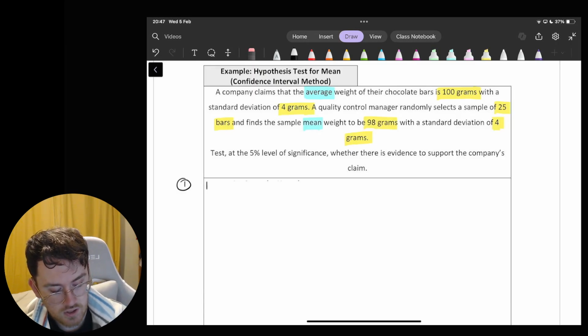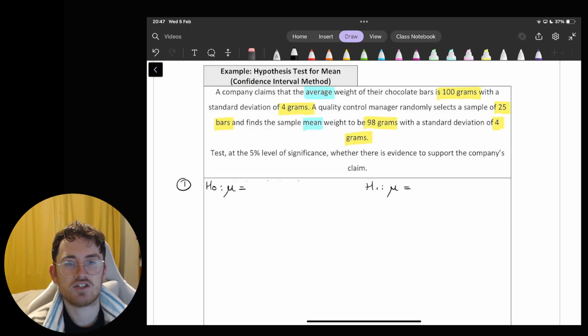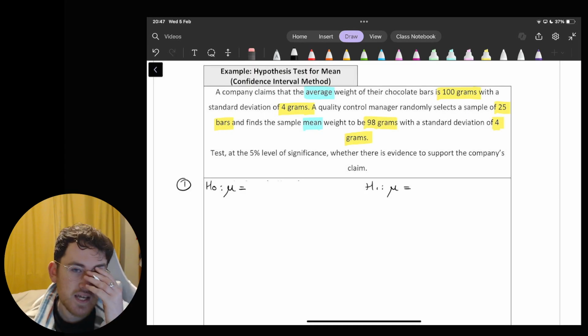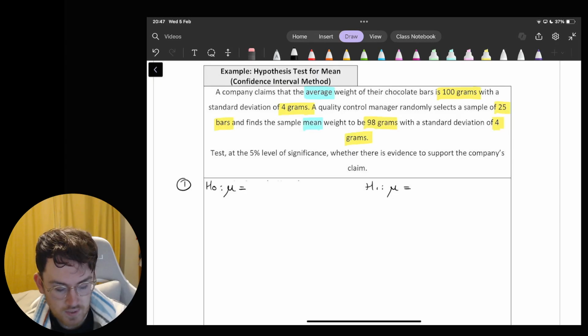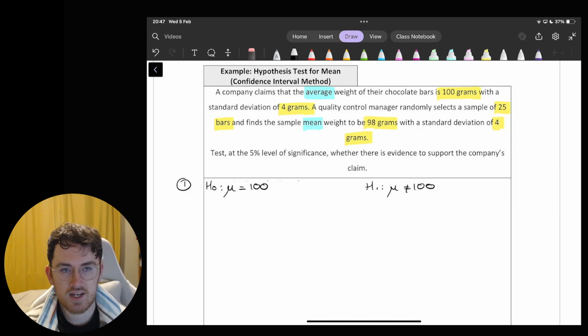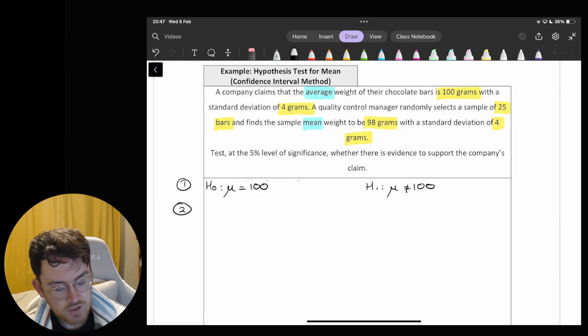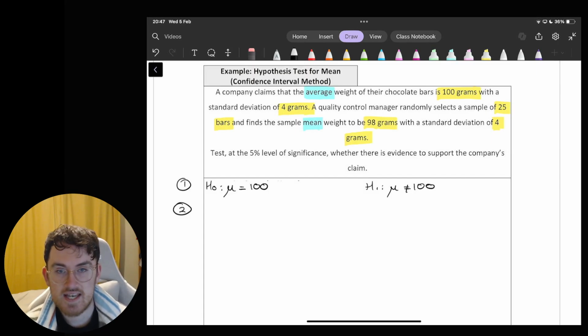So let's go with our null and alternative hypothesis here. So we know the null hypothesis is usually that the population mean is equal to something. The alternative is that it is not. The company claims the average weight is 100, so my claim here is that it is 100. The alternative is that it's not 100. Okay, fairly straightforward, kind of cut and dry here is our hypothesis. Our test here is whether it is 100 or not.